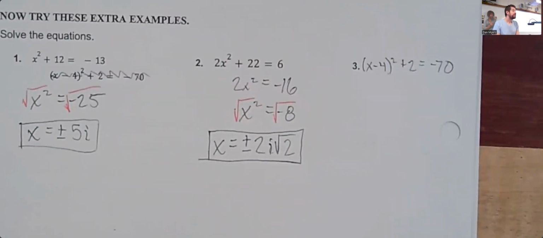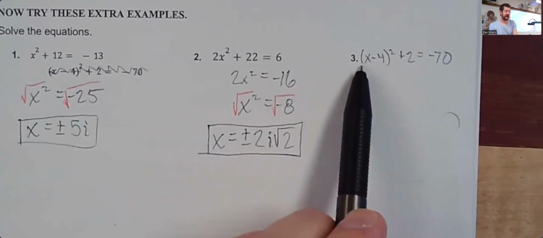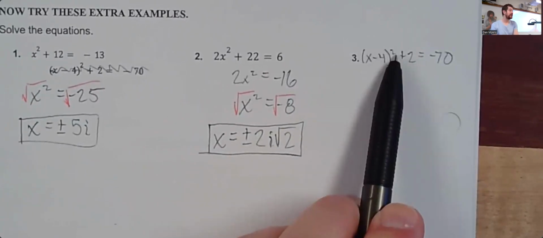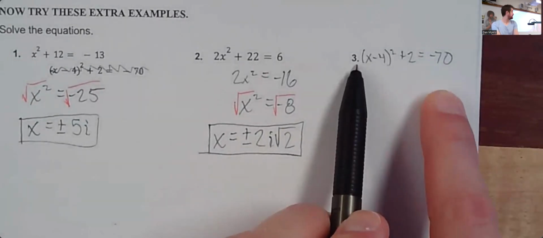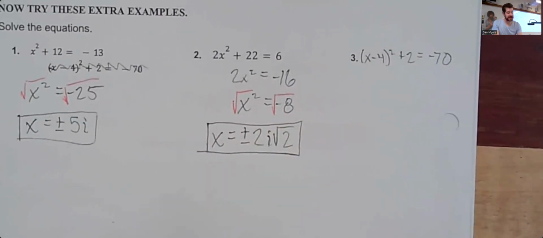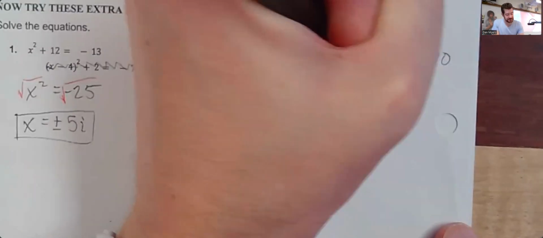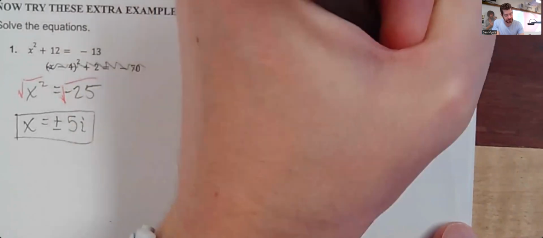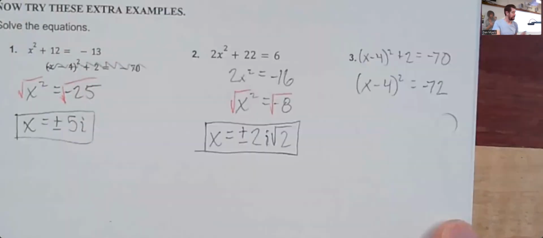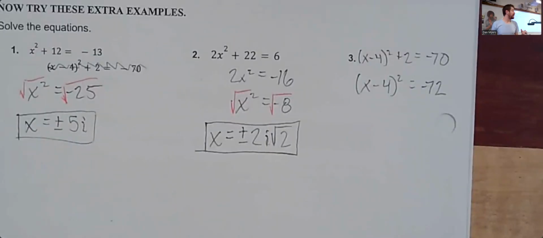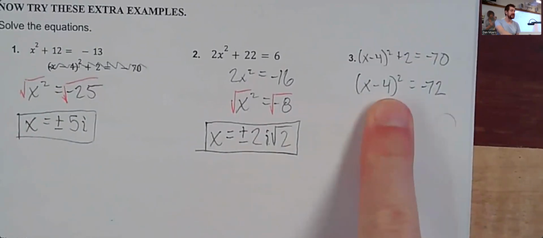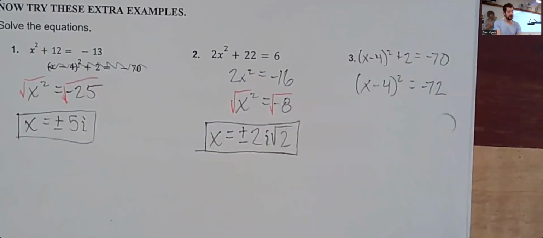This one is going to give us a complex number answer and not just an imaginary number answer like we've had so far. And it has to do with the fact that we have this binomial being squared. We're going to go through the same process we did to solve this. So we're going to subtract 2 from both sides. That'll be x minus 4 squared equals negative 72. And remember, we're not going to expand this square because this is a perfect square. So we can just go ahead and square root both sides at this point.